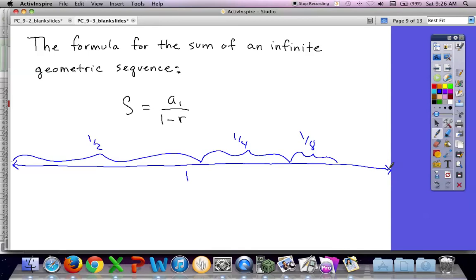And I'm going to get really, really, really close to the end of the board, but I'm never going to quite get there, right? It's kind of like we're approaching the end of the board like an asymptote. We're going to get infinitely close, but we're never going to get there. But when that happens, we say that the sum converges.